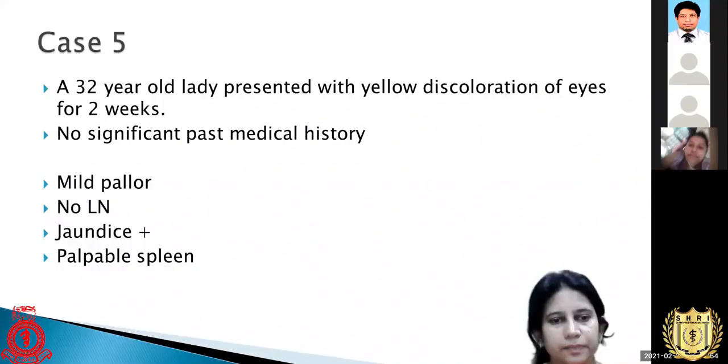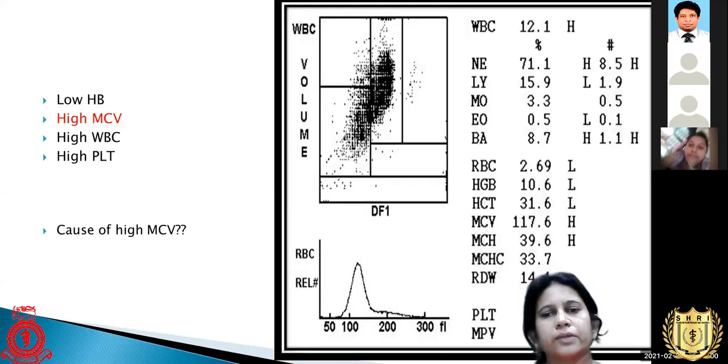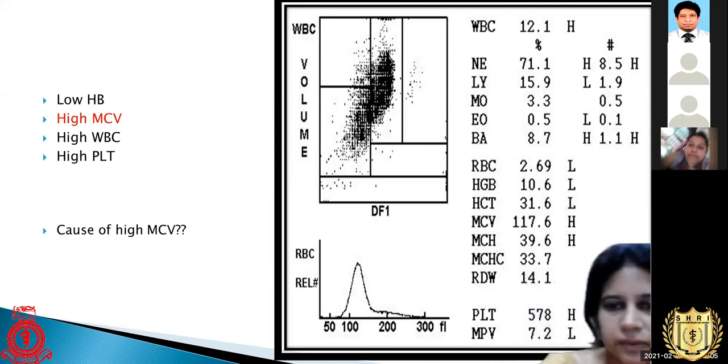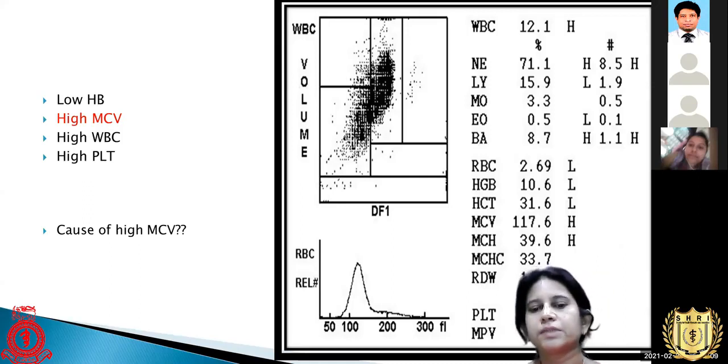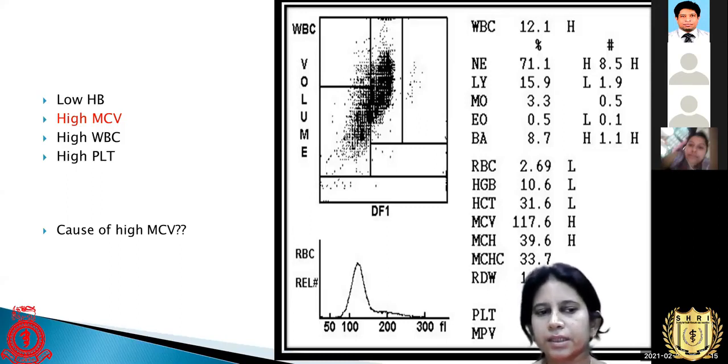Jaundice and palpable spleen, very recent history. So you have to investigate. You are given a full blood count. I have given the same full blood count with neutrophil leukocytosis, hemoglobin low, hematocrit low, MCV high. So basically here again low HB, high MCV.